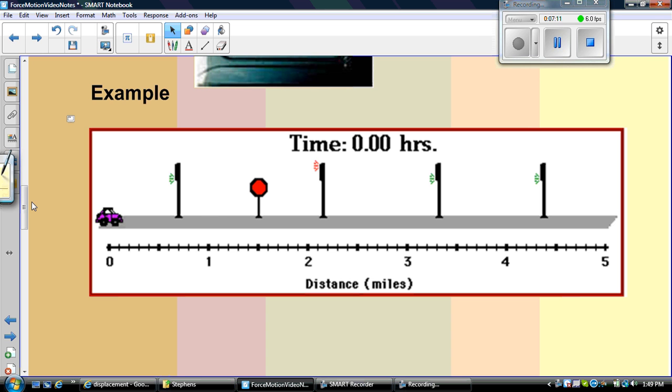If I wanted to know what his speed is exactly at 2 miles, you can calculate that by looking at the time. So 2 miles divided by 0.10 hours, that's instantaneous speed. Now if we wanted average speed, we would take the total distance traveled, which is 5 miles, over the total time, which is 0.2 hours or 20 minutes. So that's the difference between instantaneous and average speed. Instantaneous speed is the speed at one particular point in time. Average speed is total distance divided by total time.